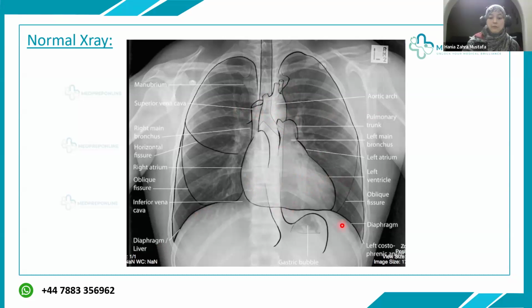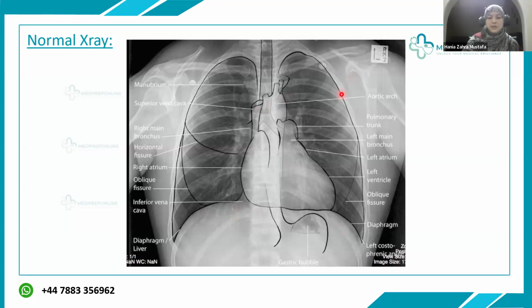Then you will see the diaphragm, D for diaphragm. You will see any free gas under the diaphragm. That is very, very common in perforated peptic ulcer disease, and that is a very frequently tested topic as well. And you will also see if it is flattened in COPD. COPD is also very frequently tested.